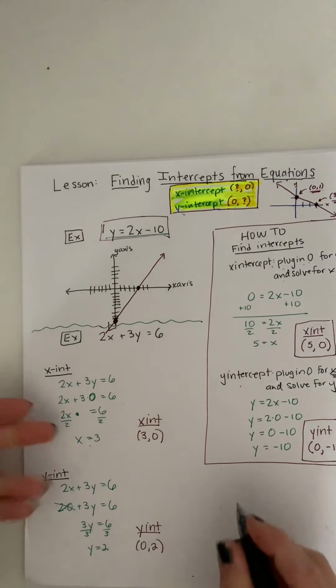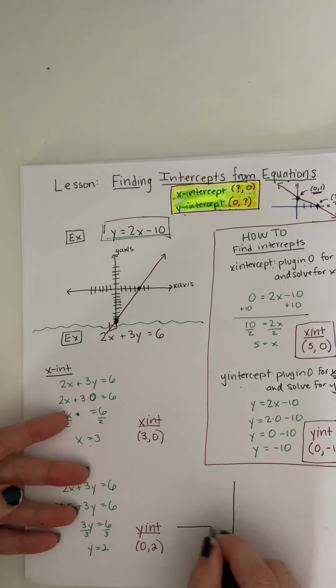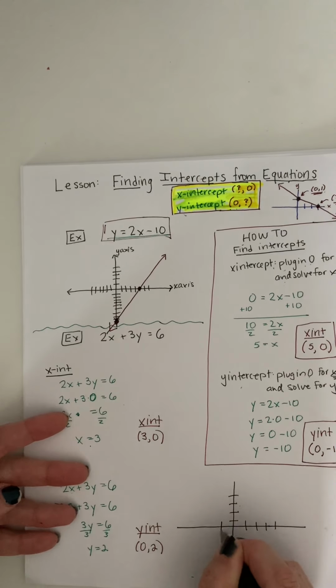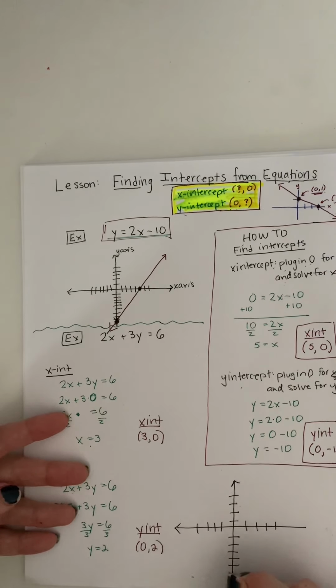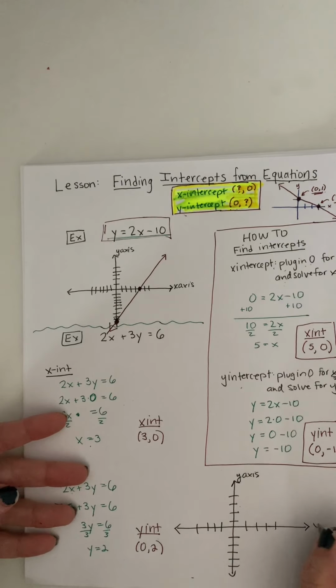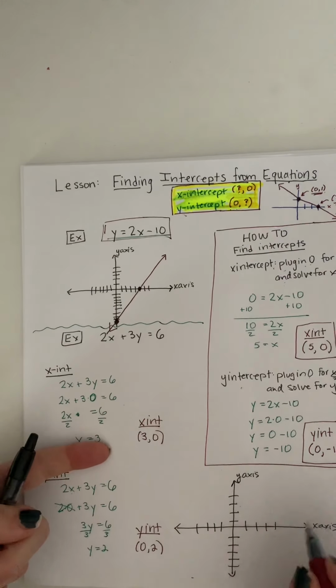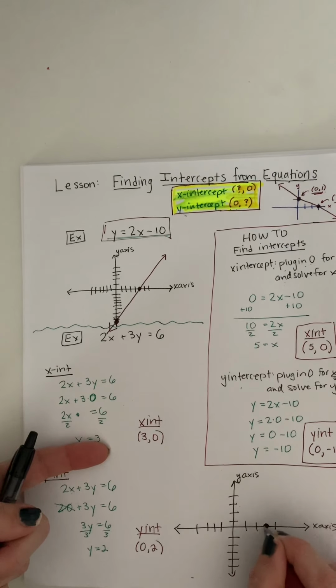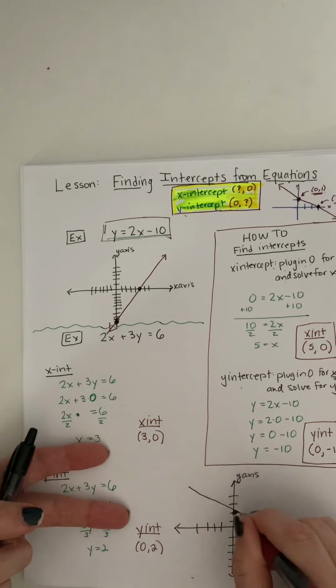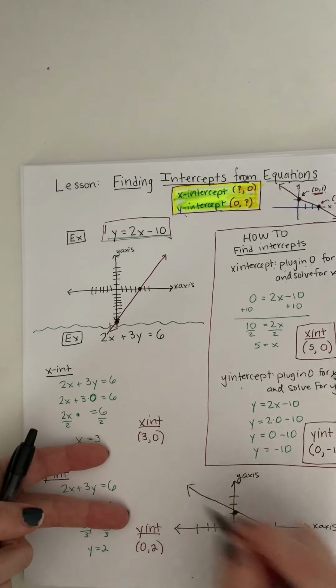Now we go graph it. Every time you draw a graph, you should draw a bunch of marks, put arrows on the x and the y-axis to show they go forever. If you want, you can label the y-axis and the x-axis. You don't have to every time, just might help you in the beginning. And here we go. The x-intercept goes over 3. Doesn't go up or down. The y-intercept doesn't go left and right, but it goes up 2. And we connect. Graphed.